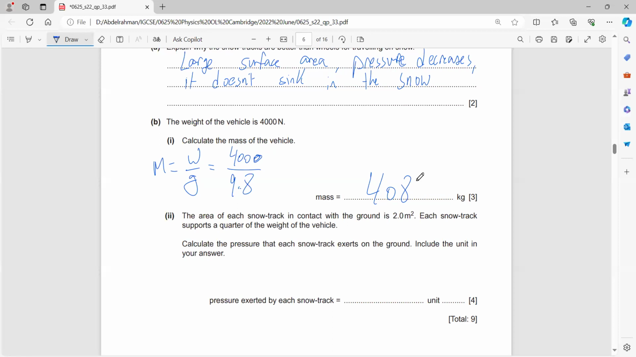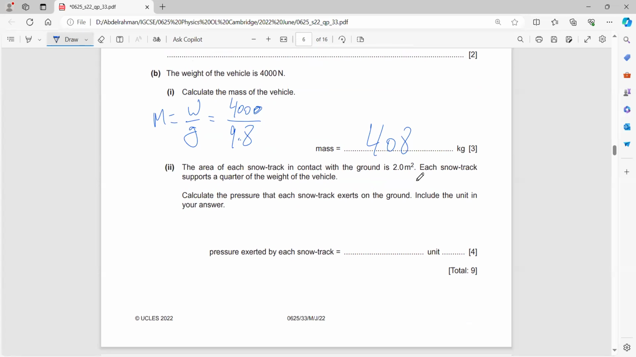The area of each snow track in contact with the ground is 2 meters squared. Each snow track supports a quarter of the weight of the vehicle. Calculate the pressure exerted on the ground and include the unit. We need the area of all four snow tracks, so the total area is 2.0 meters squared times 4. Not cubed, squared.